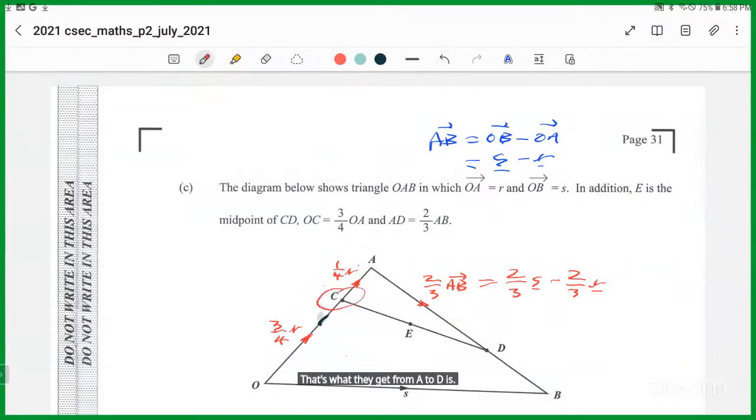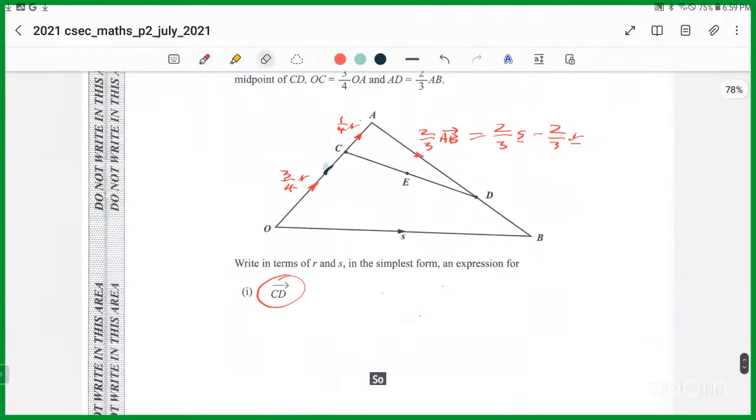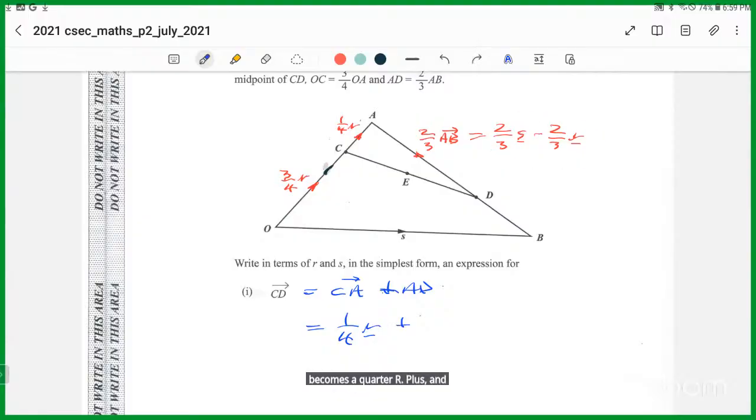And so now we can find CD combining this and this. Easy. Alright, and I can leave this working out on the diagram. So my CD is therefore equal to, working out my diagram, C to A plus A to D, which becomes 1/4 R plus, and I will put in this now, 2/3 S minus 2/3 R.